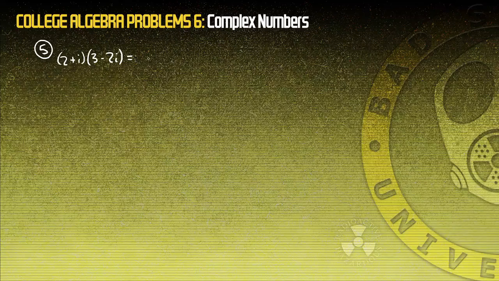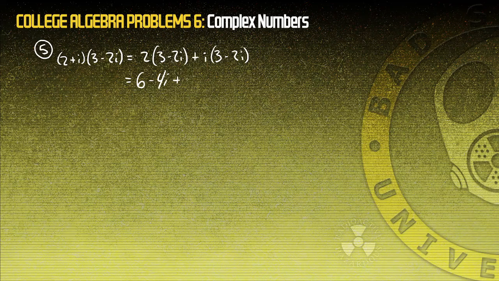For problem 5, you just distribute the terms. So you have 2 times 3 minus 2i plus i times 3 minus 2i. So 2 times 3 is 6. 2 times minus 2i is minus 4i. Plus 3i minus 2i squared. So that gives you 6, minus 4i plus 3i is minus i. And then i squared is -1, so we can change the sign in front of the 2. So you have plus 2, and your answer is 8 minus i.